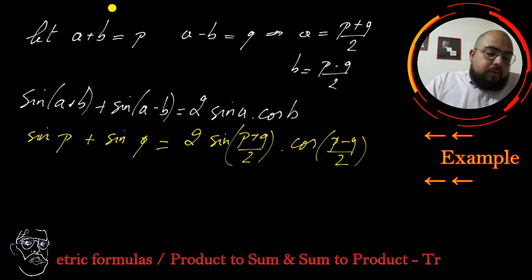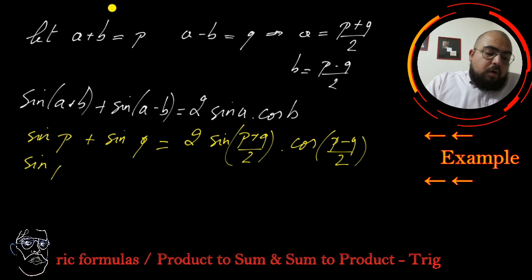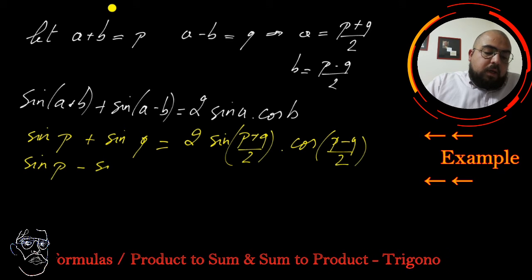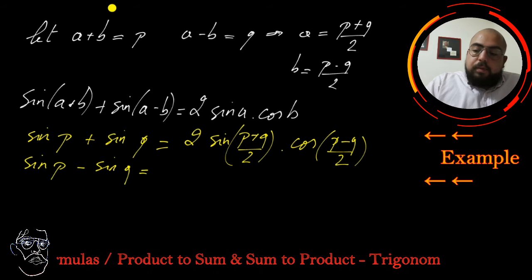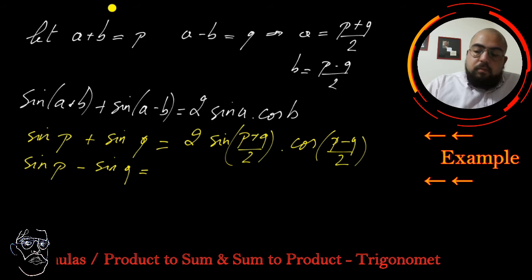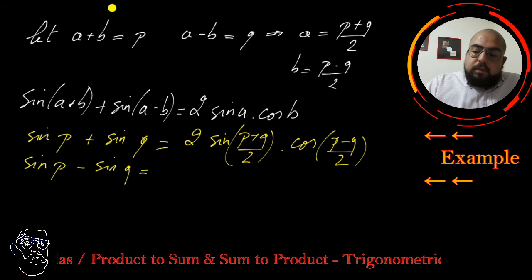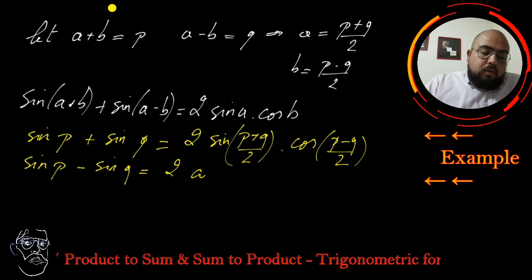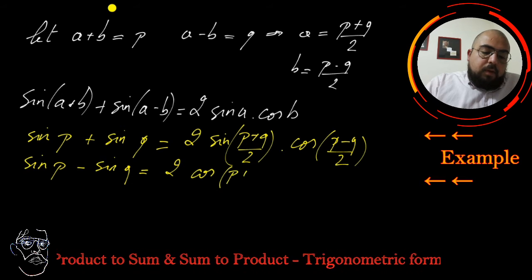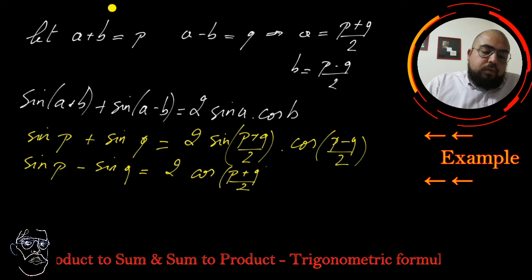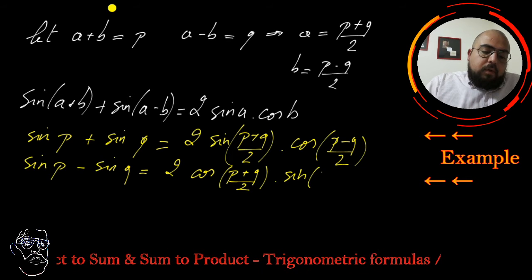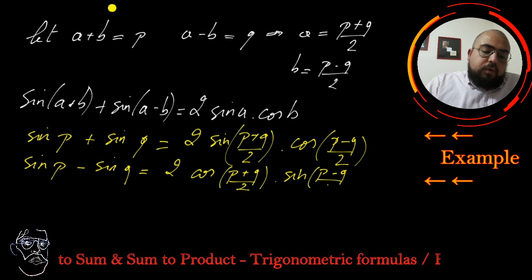The second one, whenever we have sine of p minus sine q, it will be equal to 2 times cosine of (p plus q) over 2 times sine of (p minus q) over 2.